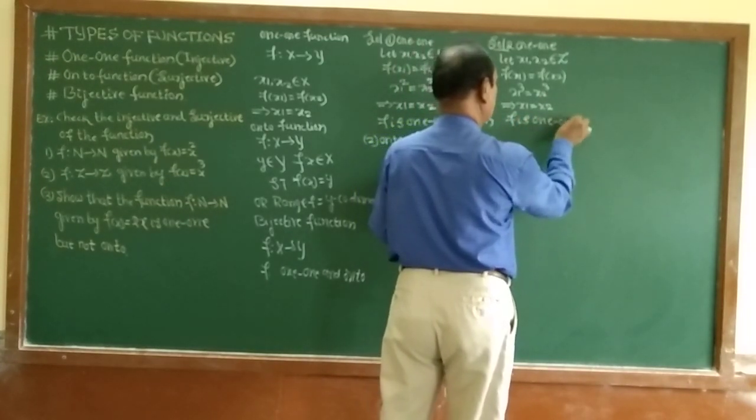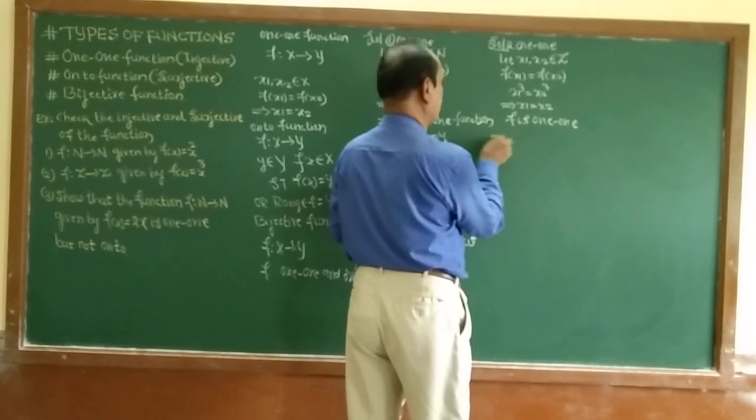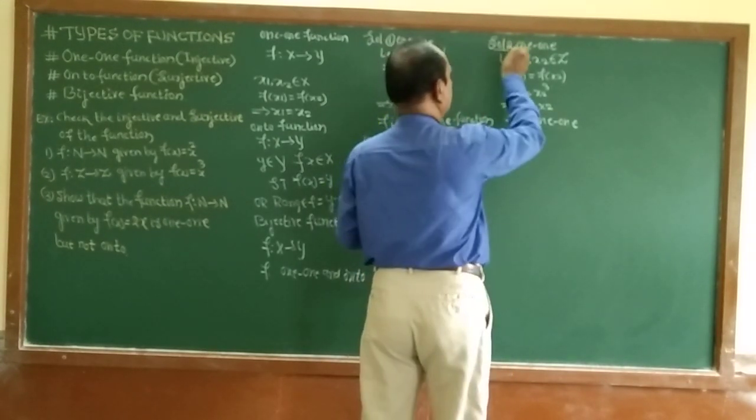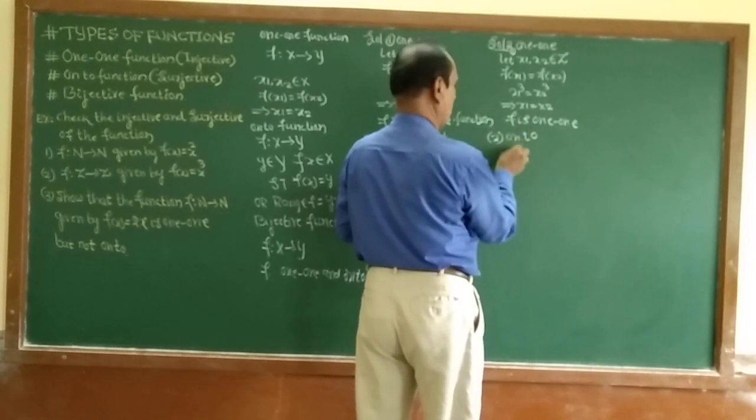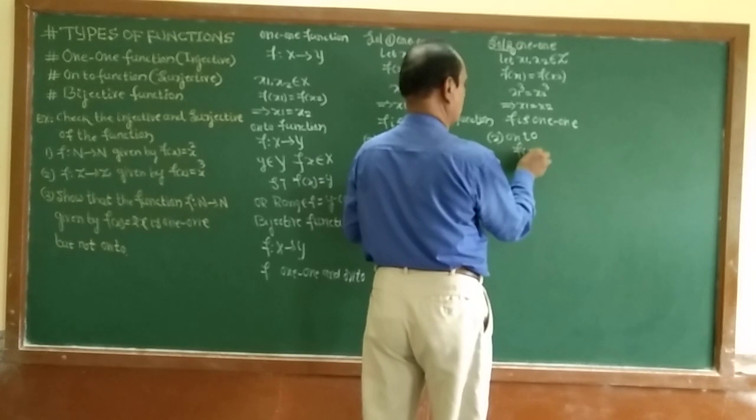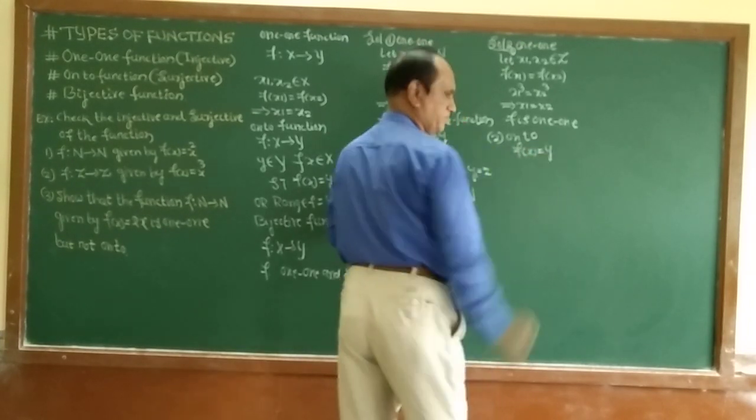This function is one-one. Then come to the second part, the onto function. Onto means f of x is equal to, suppose, y.